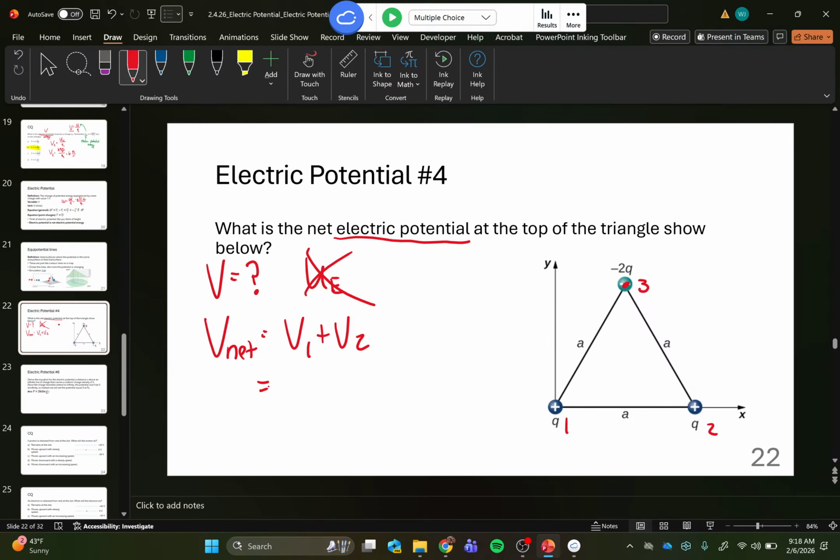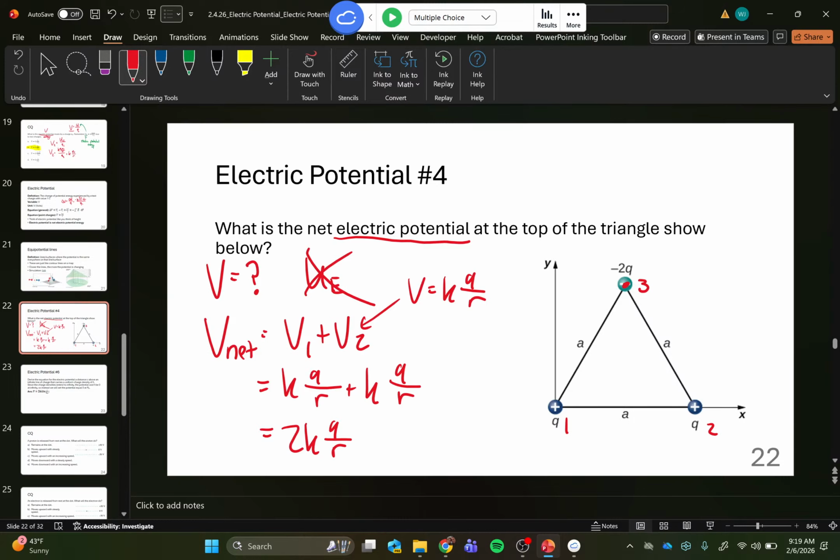All right, what's the expression for voltage? It's so easy. Due to point charges, it's KQ over R. So what's the voltage due to charge 1? KQ over R. What's the voltage due to charge 2? KQ over R. So what's the voltage at the top? Boom, that's it. That's the answer.